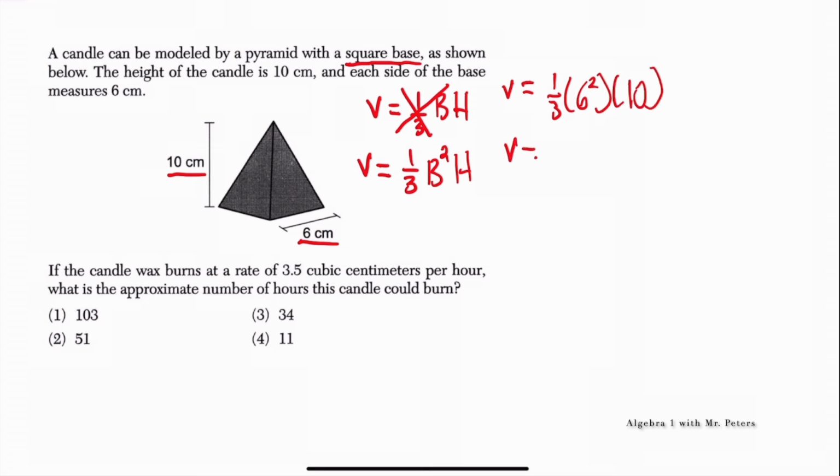When we simplify this, right, we're going to have 36. 36 divided by 3 is going to be 12. 12 times 10. This is going to give us 120 cubic centimeters.